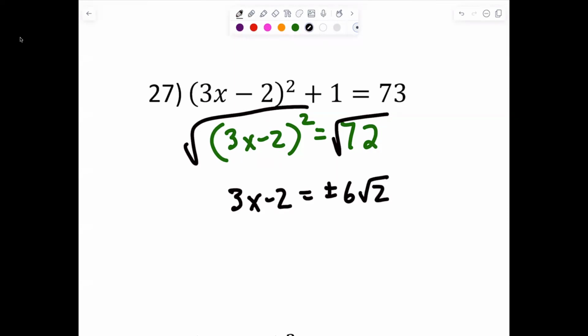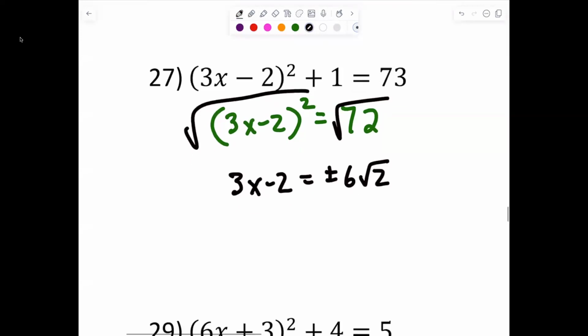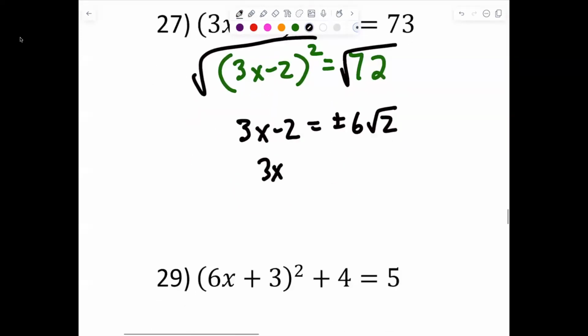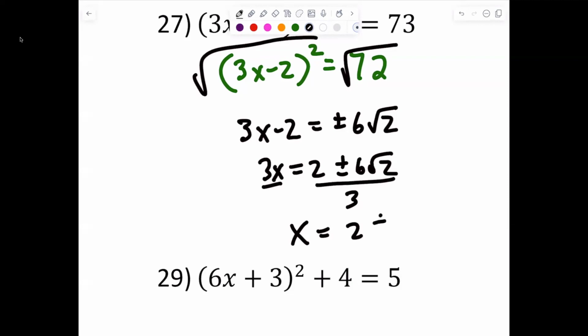Now from there, I do what to both sides? Add 2. So I have 3x is equal to 2 plus or minus 6 radical 2. Now from there, I do what? Divide by 3. So x is equal to 2 plus or minus 6 radical 2 over 3. Can I divide the 6 and the 3? No, you cannot divide through addition and subtraction.